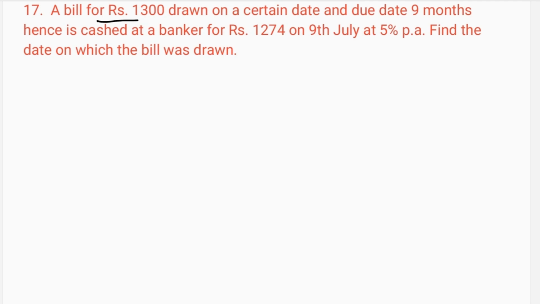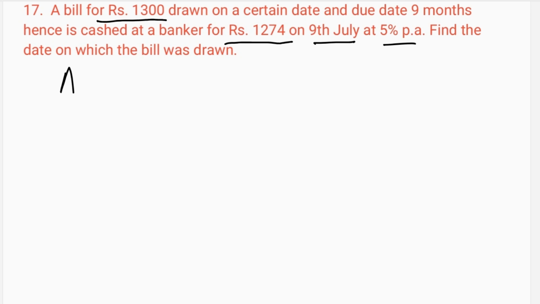The next problem: a bill for rupees 1,300 drawn on a certain date, what date we don't know, due 9 months hence, is cashed at a banker for rupees 1274 on 9th July at 5% per annum. Find the date on which the bill was drawn. So the starting date, when the bill was generated, that date we need to find out.